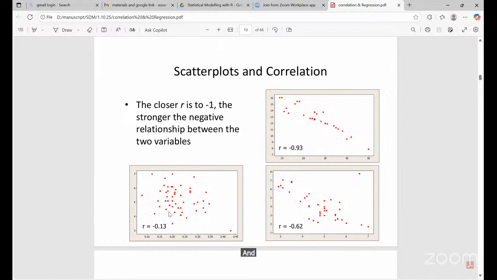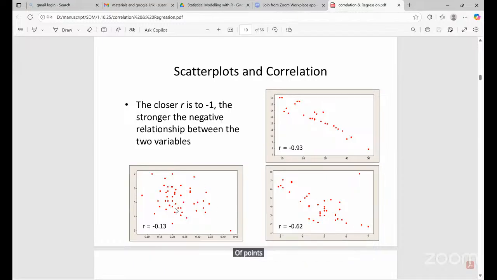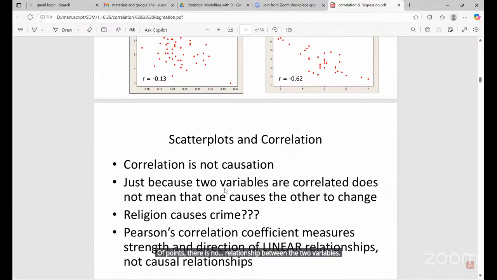And for here, when we have a random scatter of points for the bottom left graph, it shows us there is weak correlation. That's why you see it's just a random scatter of points. There is no relationship between the two variables.